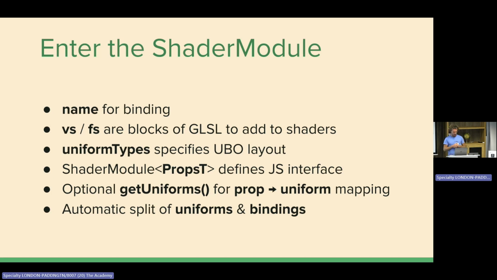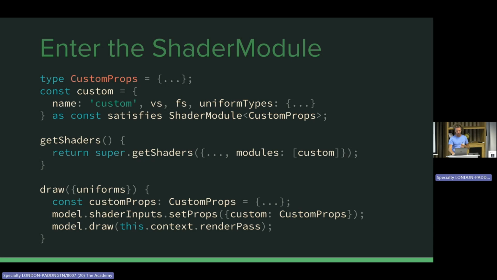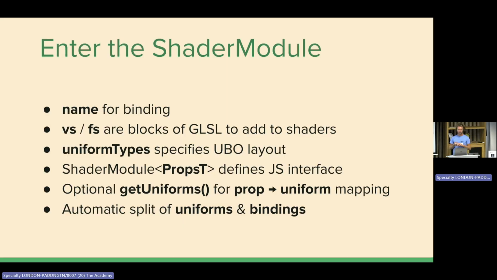I think I basically went over a bunch of these. Yes, the important one is this uniform types field, which is specifying the layout of our uniform buffer object. So that's here, and I'll come to the later slide. There are more advanced ways that we can use this shader module. There's a getUniforms function, which can be used for more complex transformations. I'll get onto that later. But the nice thing we have here is that this module is going to automatically split uniforms, which are things like numbers, arrays, more simple objects, from bindings, which are textures, when it passes them into our shader code.